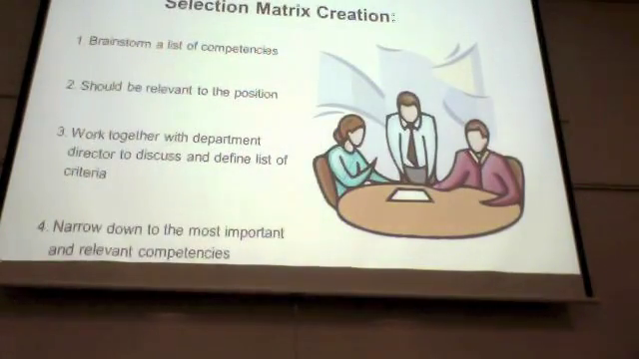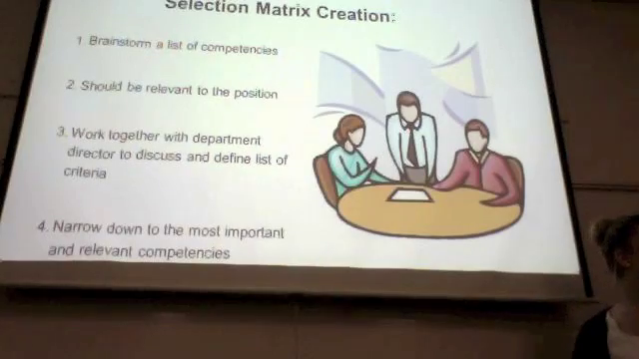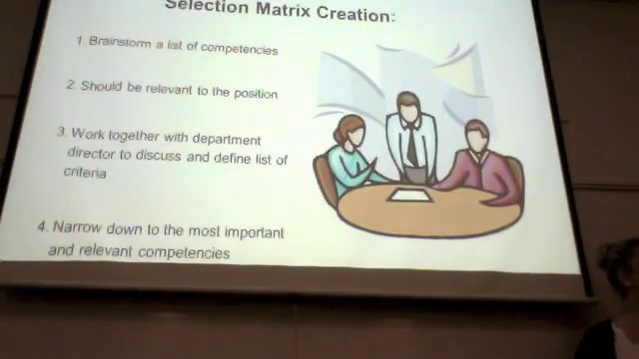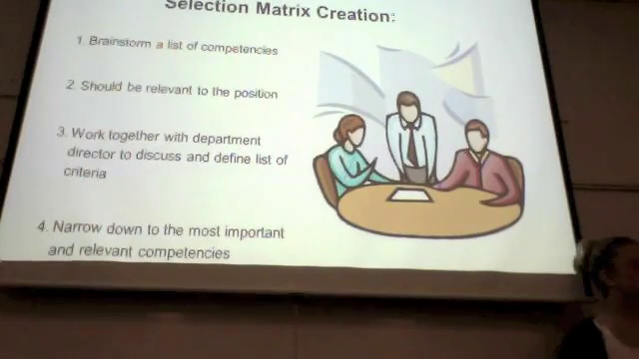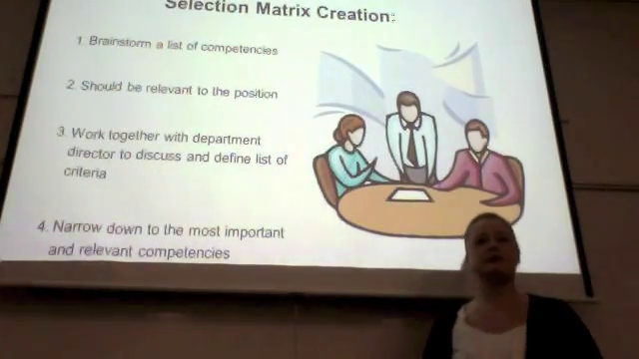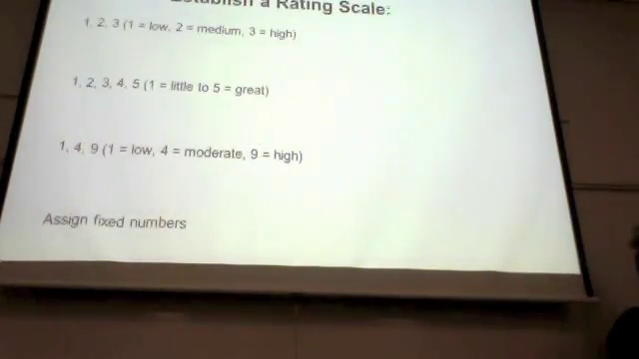To create a selection matrix, there are 4 main steps. First, you must brainstorm a list of competencies. You should make sure that these competencies are relevant to the position you are trying to fill. You need to work together with the department director to discuss and define the list of criteria, and then you must narrow down the most important and relevant competencies.